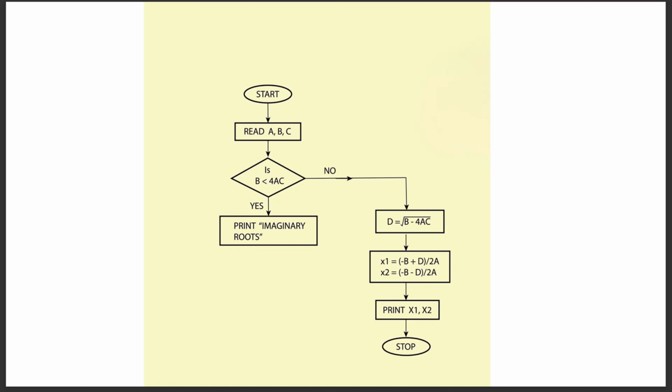This is the flowchart of our program. It reads the coefficients of the variable and then calculates roots by putting the values of the coefficients into the formula. If the roots are imaginary, then it prints imaginary roots. If not, it calculates the discriminant d, and then we obtain two roots. After the two roots, the program will automatically stop.